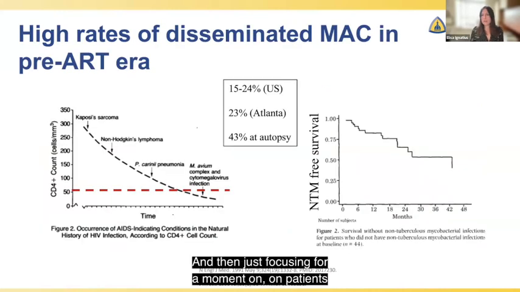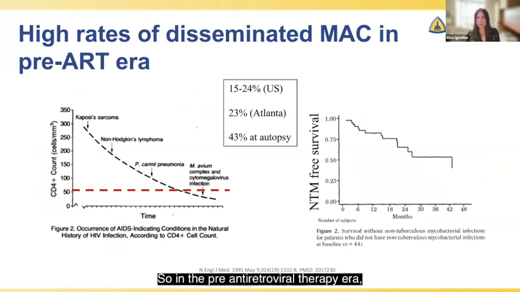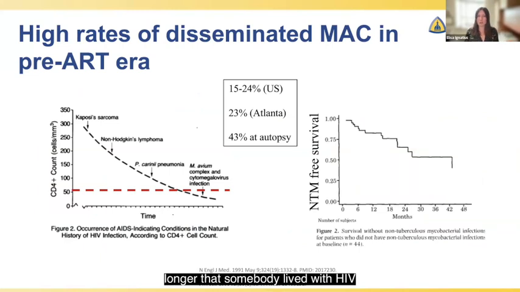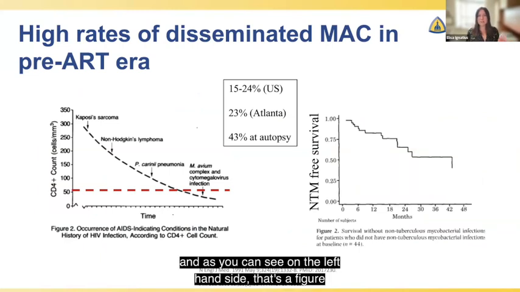And then just focusing for a moment on patients with HIV, because I think that historically this was a really big part of how we came to understand treatment for disseminated NTM infections. So in the pre-antiretroviral therapy era, developing disseminated MAC was almost an inevitability the longer that somebody lived with HIV. And as you can see on the left-hand side, that's a figure that depicts the different opportunistic infections that patients with HIV were susceptible to.